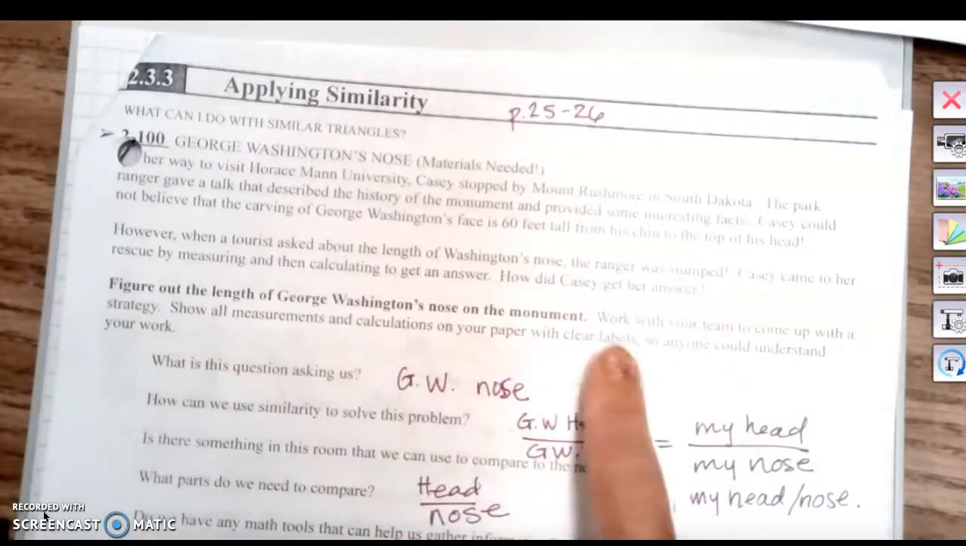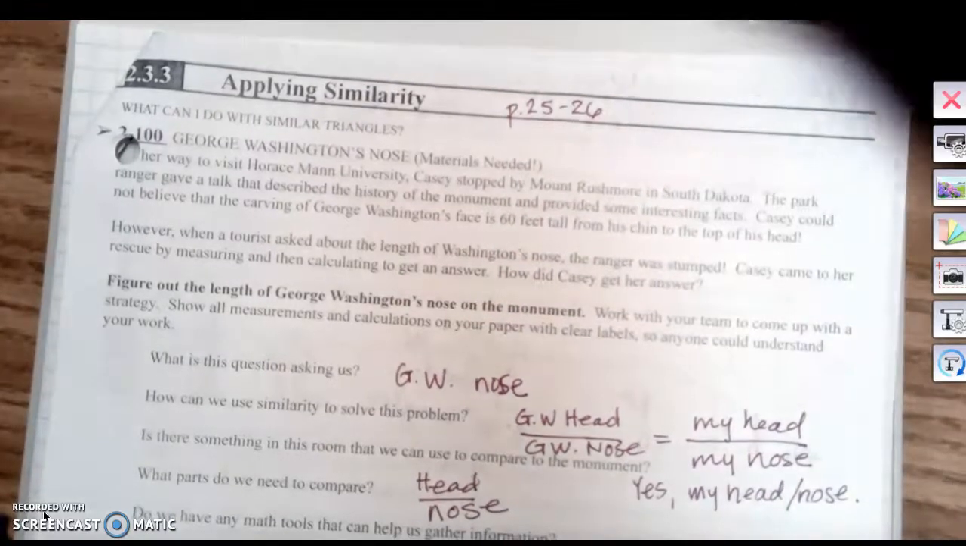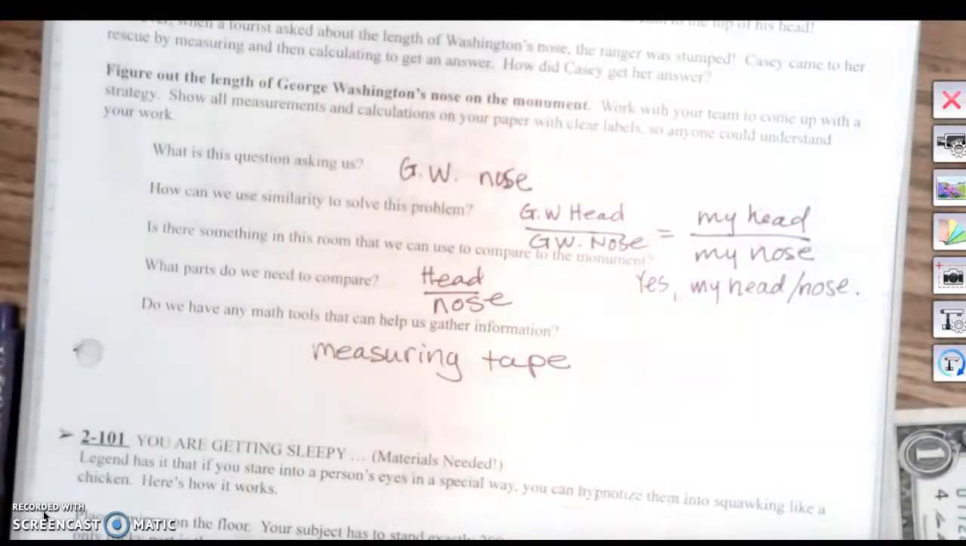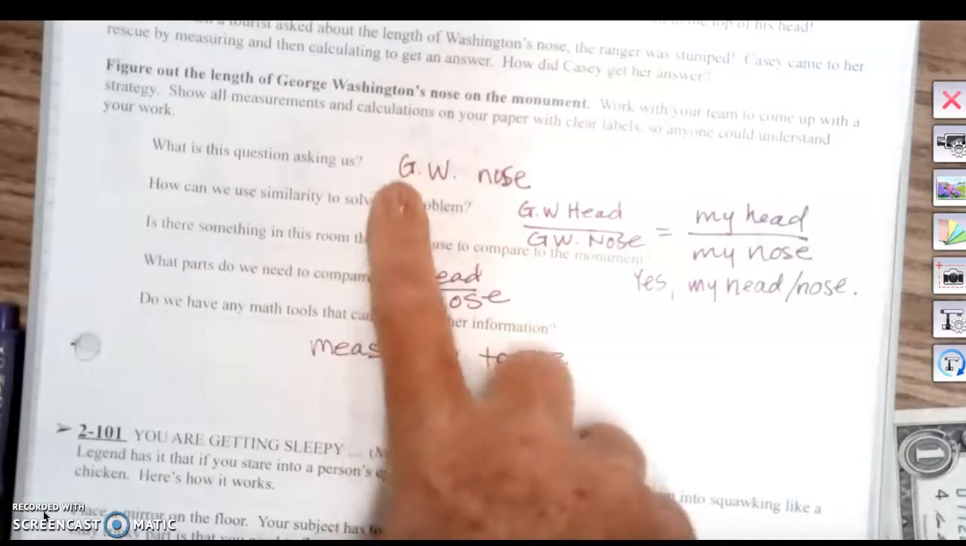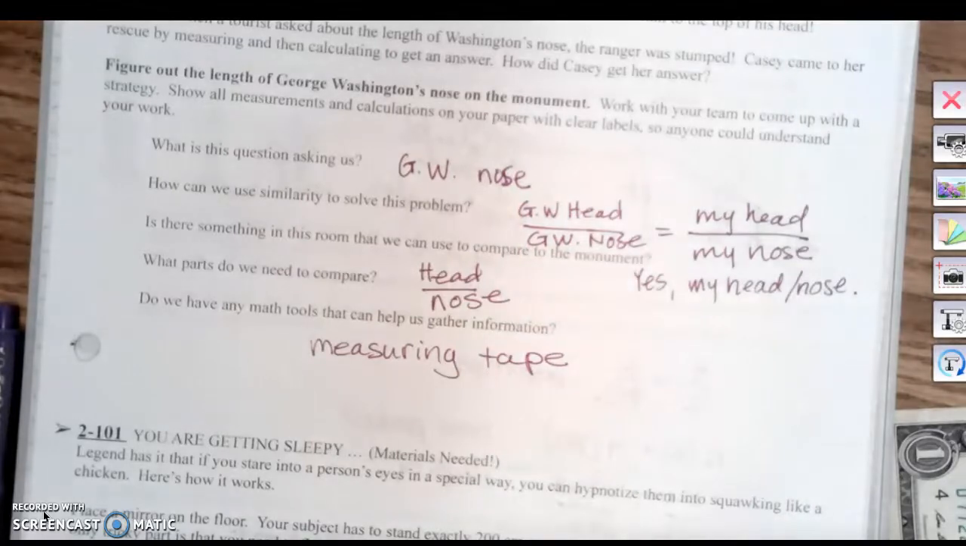on the monument? Work with your team to come up with a strategy. Show all measurements and calculations on your paper with clear labels so anyone could understand your work. Okay? So the first thing they want to know is, what is the actual question that they're asking? They want the length of George Washington's nose. The one on the actual monument.